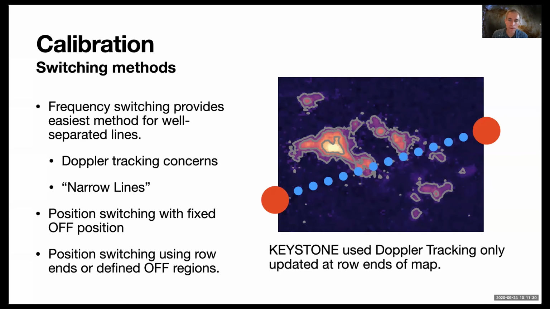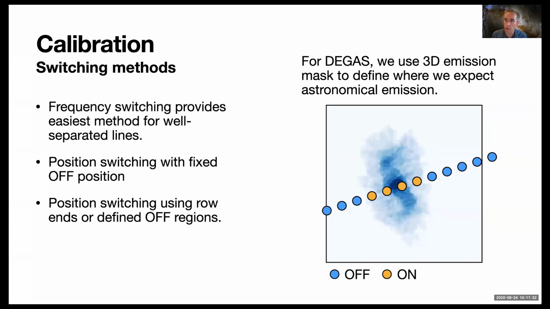The next obvious thing is to do a position switch with a fixed off. This is a fairly low efficiency observing method because you have to steer off to some part of the sky. And you also have to know that that part of the sky is blank, so it can be an effective sky reference. But nonetheless, this gives us the best sort of stable off positions if we know that it's emission free and we're observing at similar air mass.